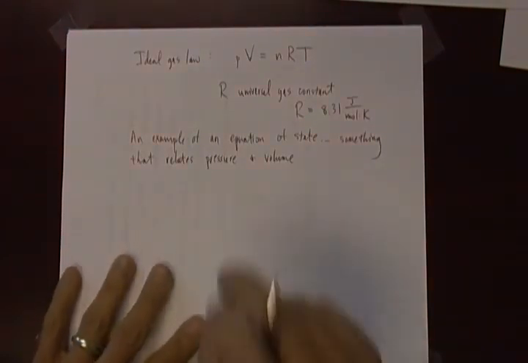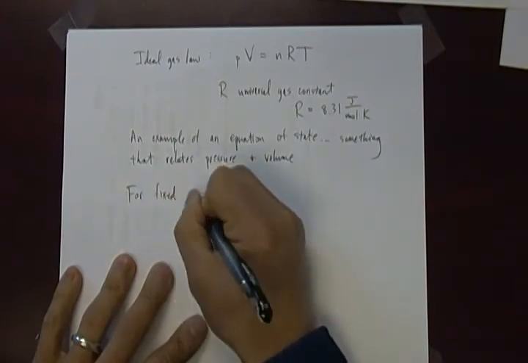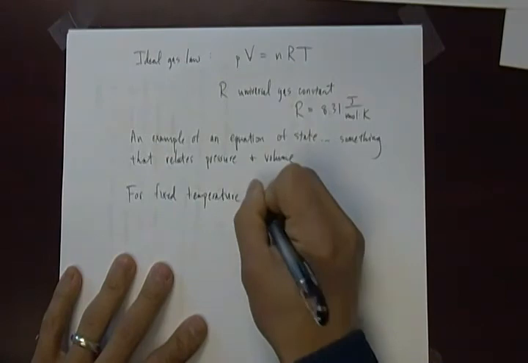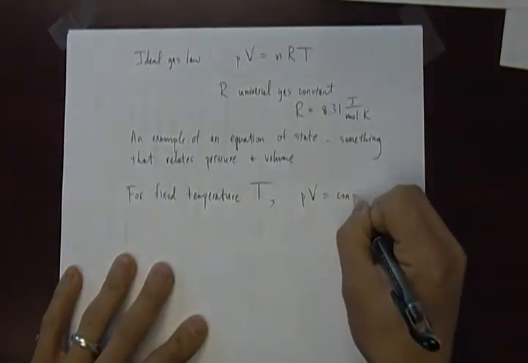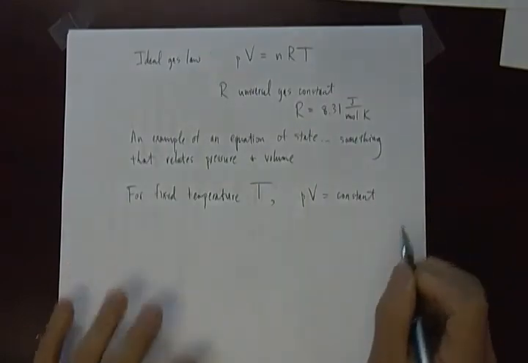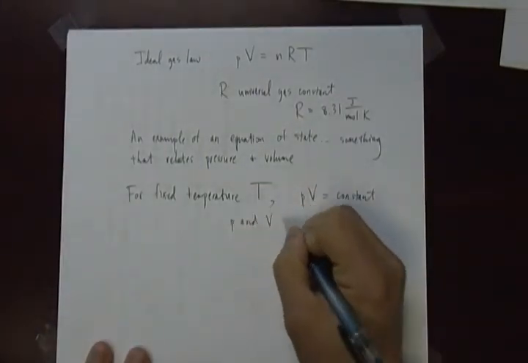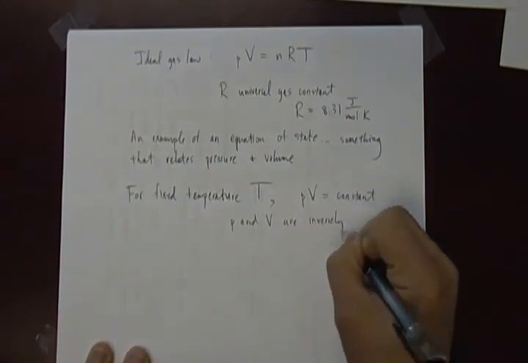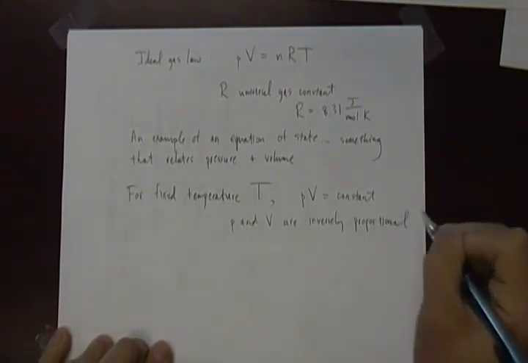Okay, so notice that for fixed temperature T, P times V is equal to a constant. So one way of saying that is P and V are inversely proportional.